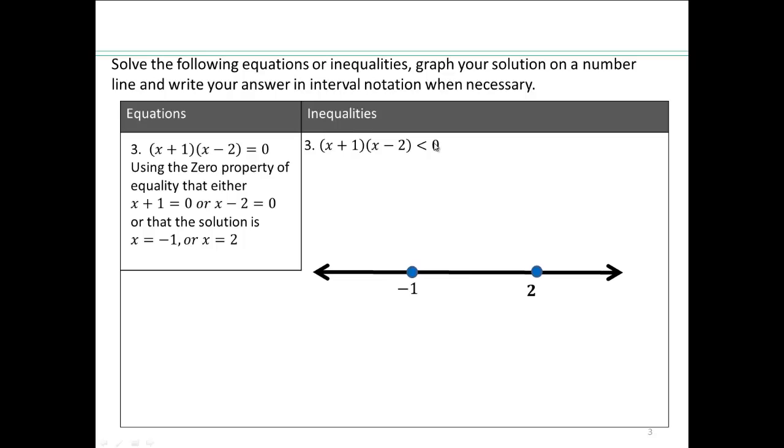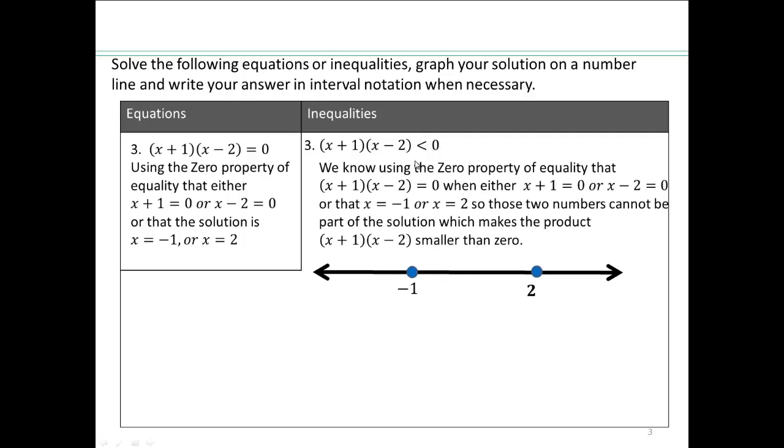Let's do an inequality and take a look at x plus 1 times x minus 2 less than 0. If you wanted to do the first method, it's not going to happen here because this is not a linear inequality. And so here, the second method is going to be very useful to you.